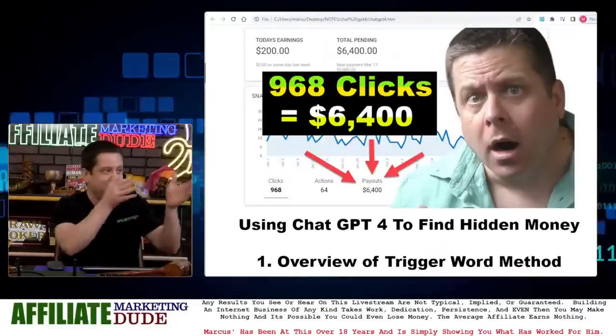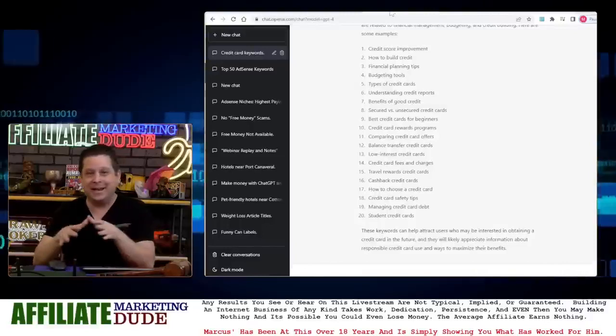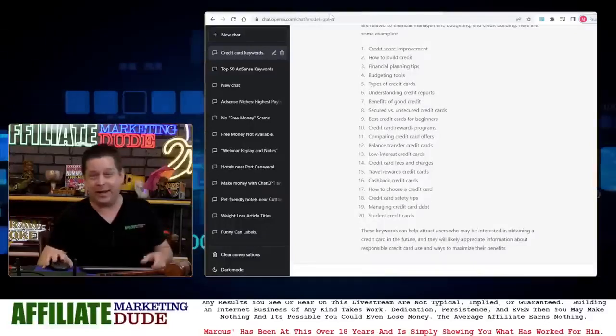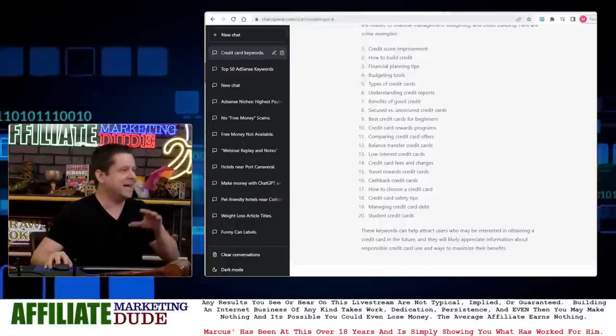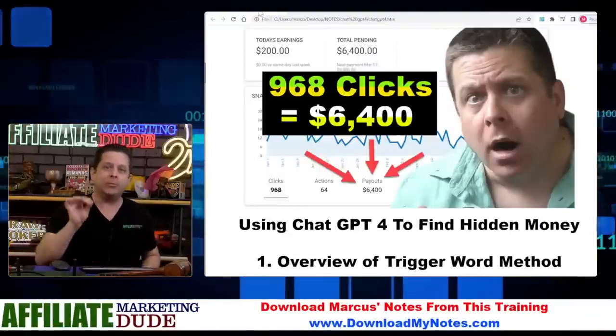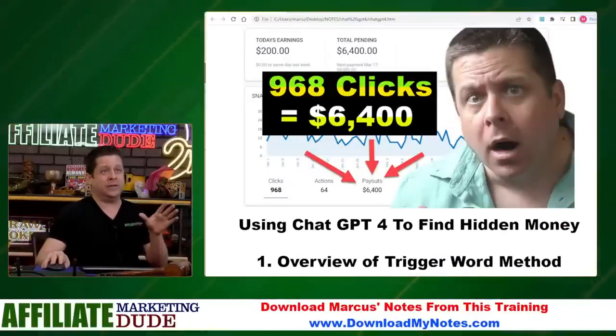Now, I got ChatGPT loaded up. Luckily, we were able to get in. It was at high capacity, but I found a way around it by paying 20 bucks a month or whatever it is. And we're going to go through and we're going to take a look at how ChatGPT 4 can help you find hidden money in literally any market you can think of.